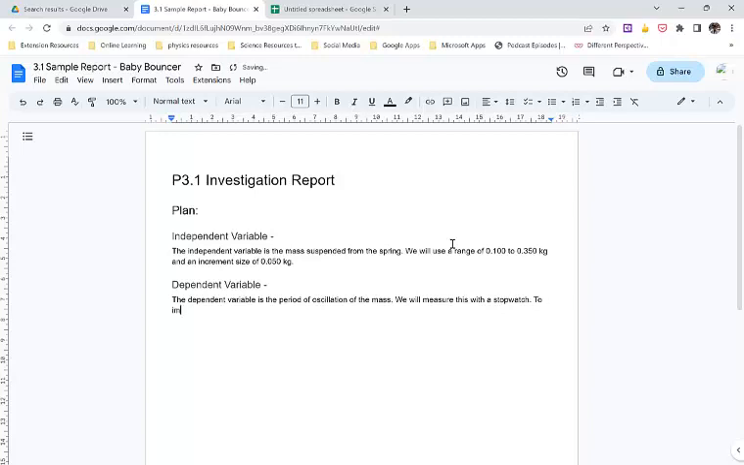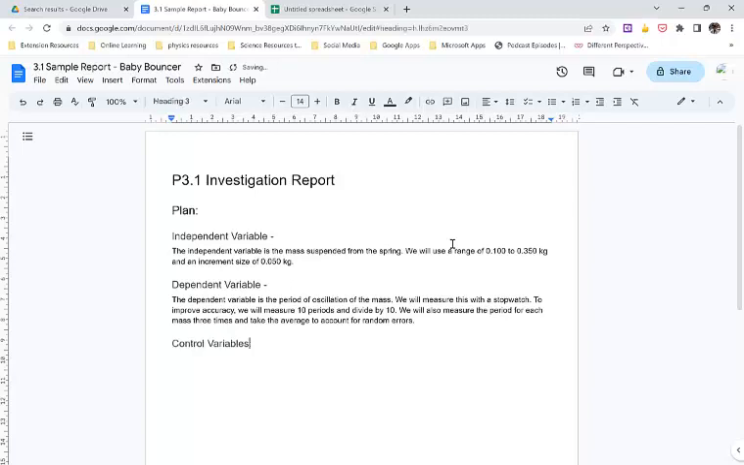To improve accuracy, we will measure 10 periods and divide by 10. We will also measure the period for each mass 3 times and take the average to account for random errors or uncertainties. Errors, so we can say. Okay, and then we have control variables.